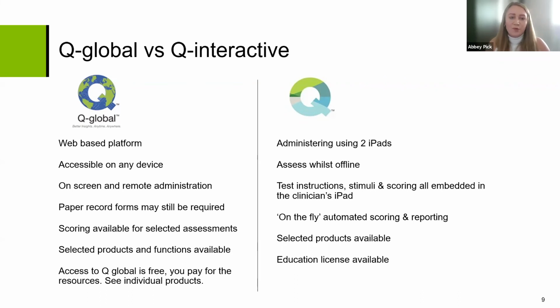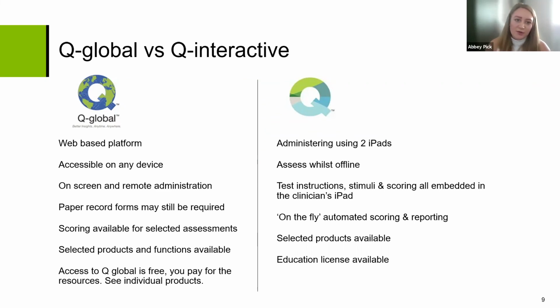So for Q Global, it is a web-based platform. So this requires an internet connection when you're assessing, scoring and reporting. It's accessible on any device. So you log in with your own username and password. This can be done anywhere and 24/7. On-screen and remote administration is available on selected products.